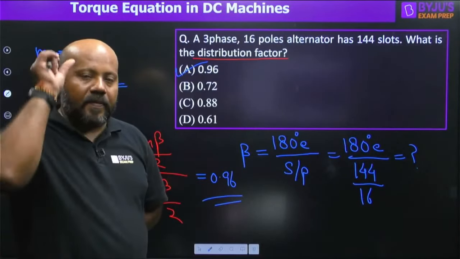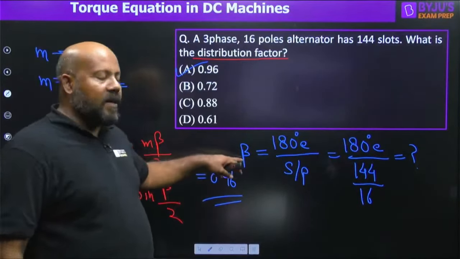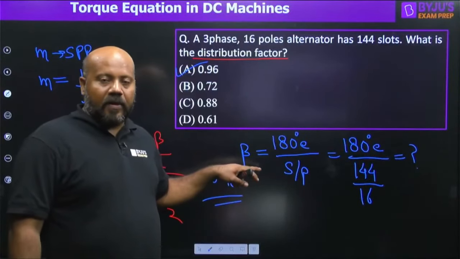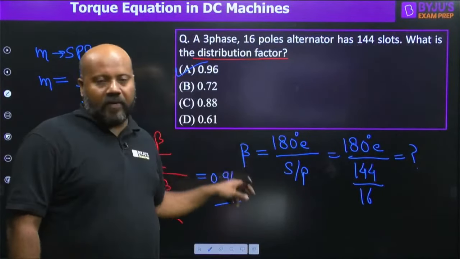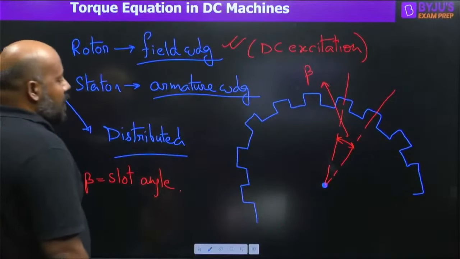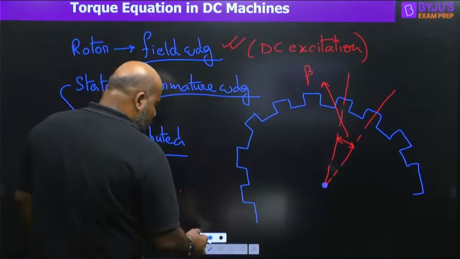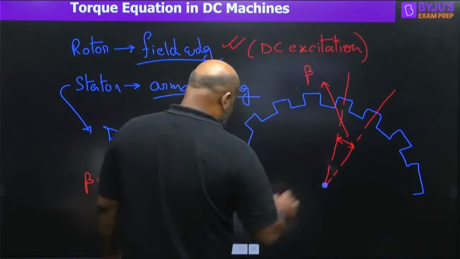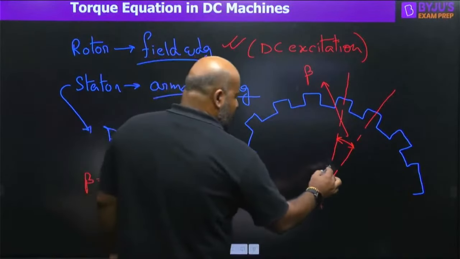How we are defining beta? Beta is actually the slot angle. Now, how we are writing this equation for beta, if you want to understand, you can understand. See what is happening here. If I ask you what is the total angle?